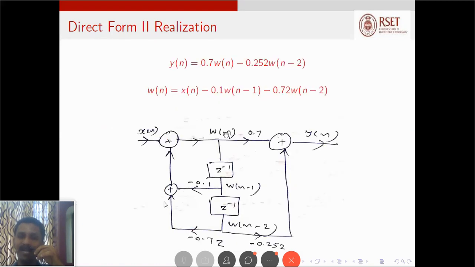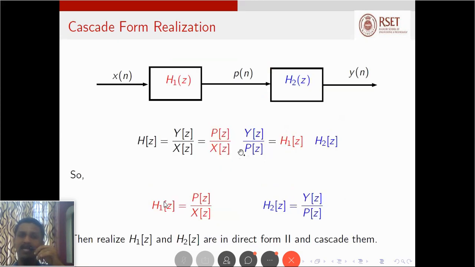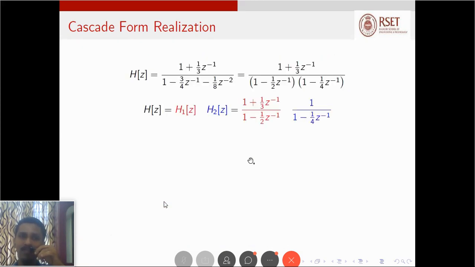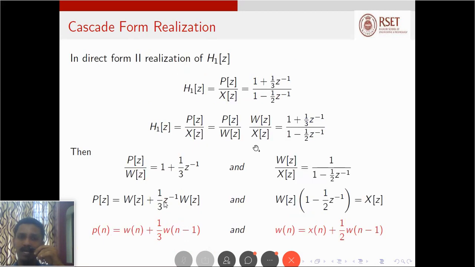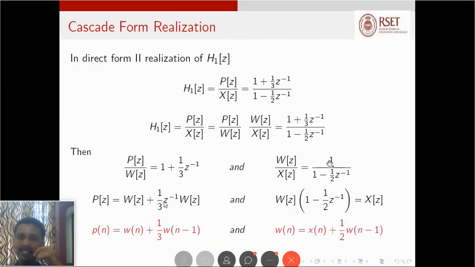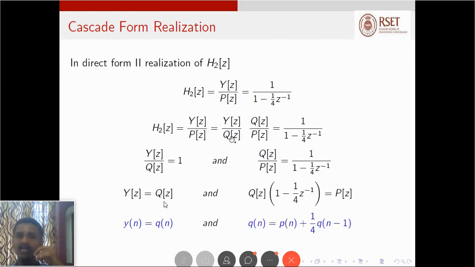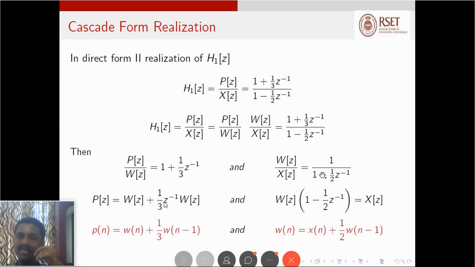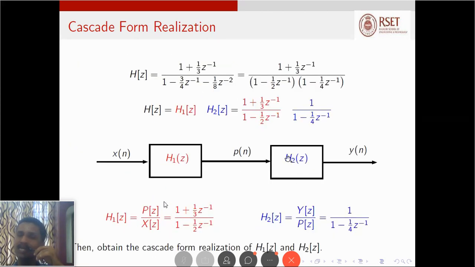So after the realization, you can see the intermediate stage as w of n. In the case of cascade form realization also, the w of z will be the intermediate stage of the realization of h1 of z. Similarly, the next one will be q of z. The q of z will be the intermediate stage of the realization of the transfer function h2 of z.